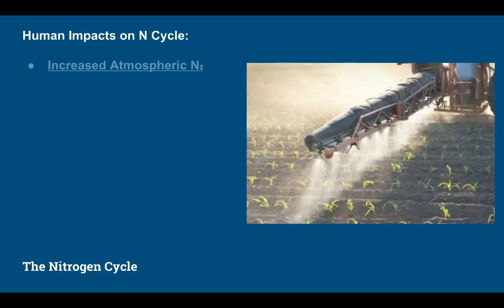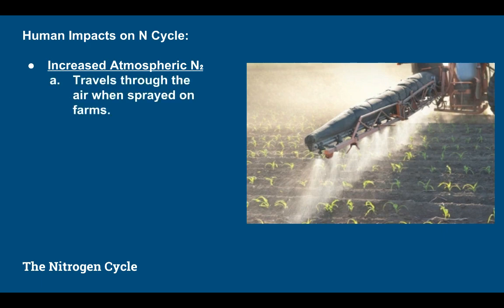It can also be put into the atmosphere just by spraying it. So as it's sprayed on the farm fields, it travels back into the atmosphere, increasing the amount of nitrogen in the atmosphere.